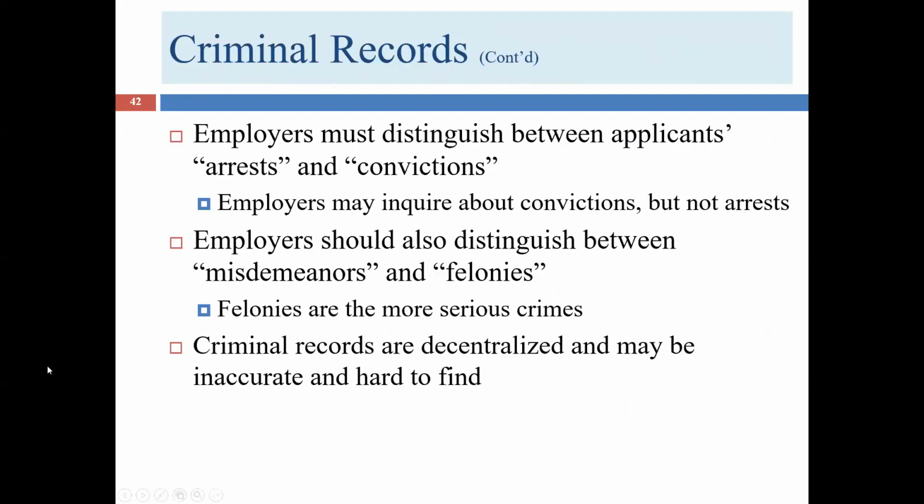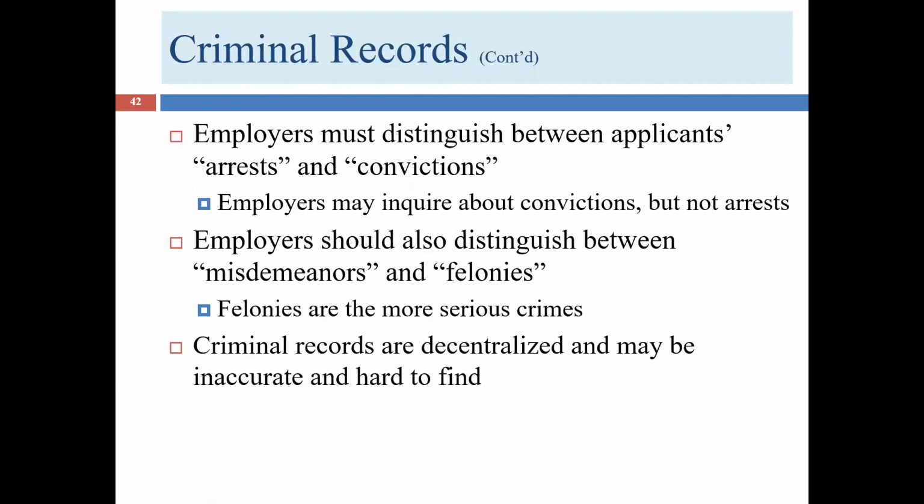You always want to make a distinction between arrest records and conviction records. Obviously, an arrest only means that that person was detained for some period of time. It doesn't mean they were ever even charged with a crime, and certainly doesn't mean that they were convicted. As a general rule, a client should not consider arrests, should only consider convictions.